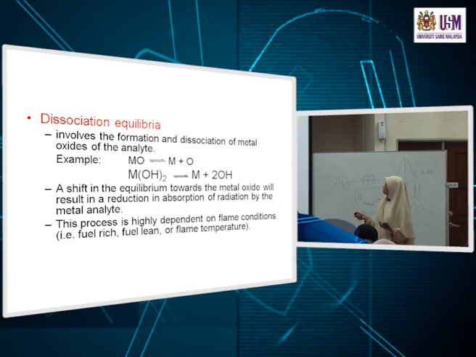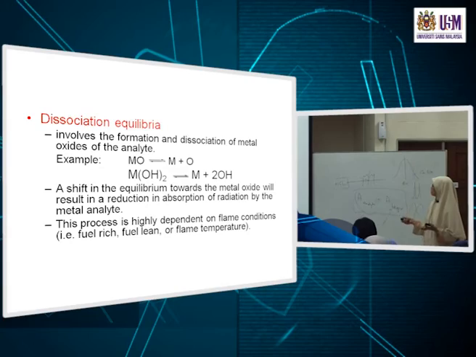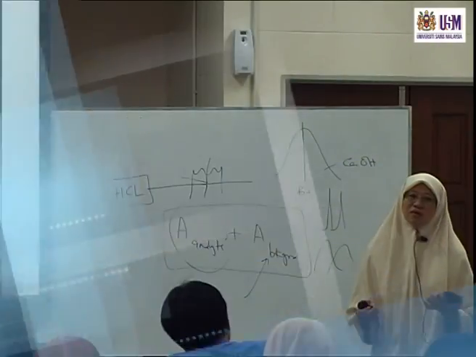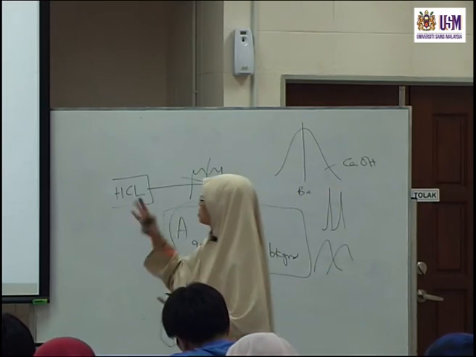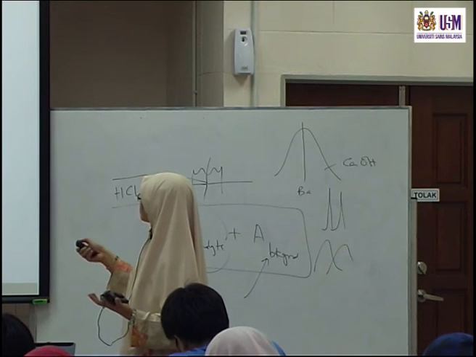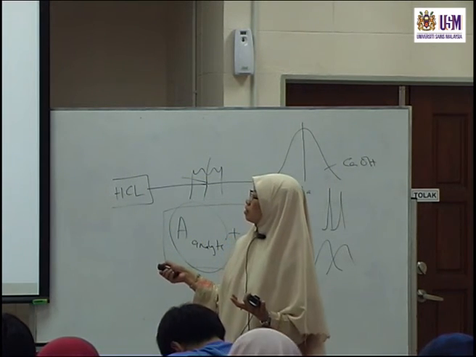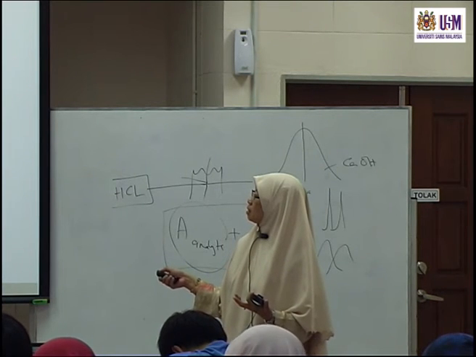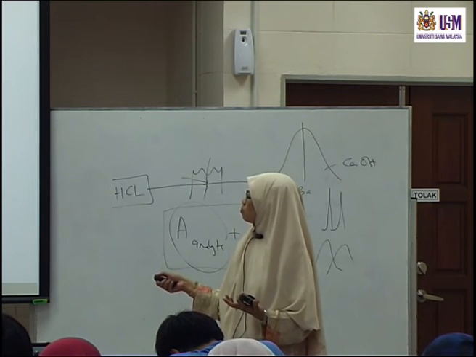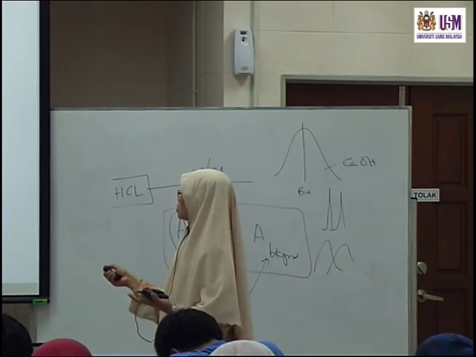The next thing under chemical interference has to do with the dissociation equilibria of the oxides of the metal. It may form oxides, like we were talking that day, silver and chromium. Silver doesn't easily form oxides, but chromium is more easily oxidized. So these kinds of things are why you sometimes require fuel rich or fuel lean, depending on the characteristics of the analyte, whether it's oxidizing or reducing. Whatever we show here, we want lots of M, right? So you want to reduce MO, the hydroxide. You want the equilibrium to be more to the right, so that most of this will dissociate.